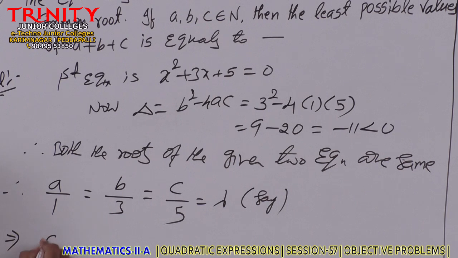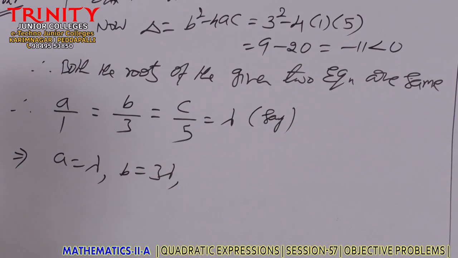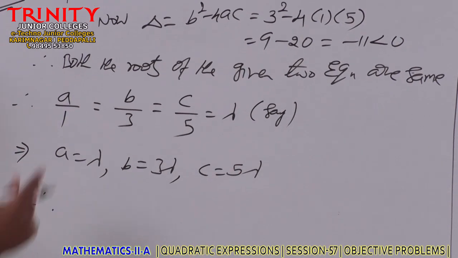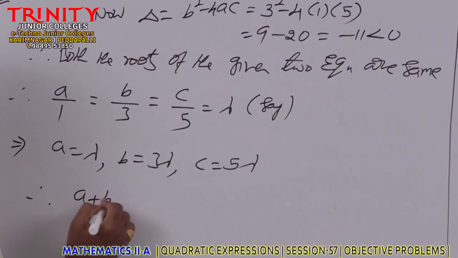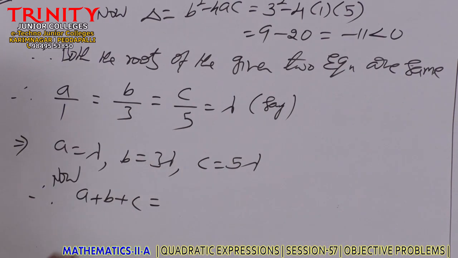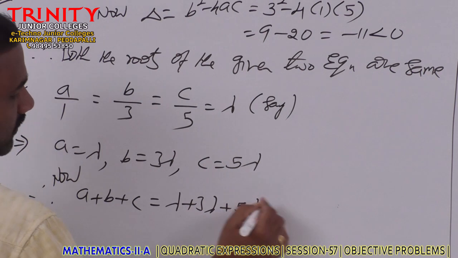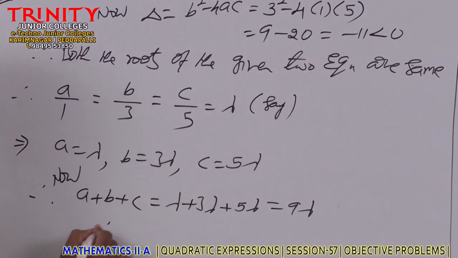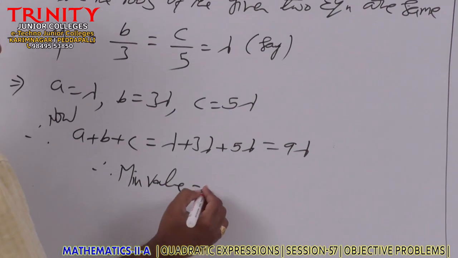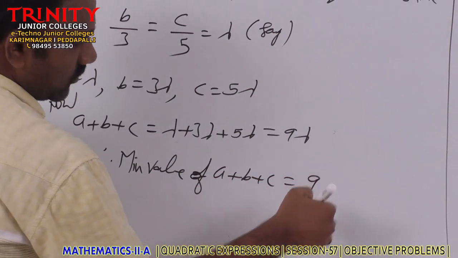Then from this we can say that a is equal to lambda, b is equal to 3 lambda, c is equal to 5 lambda. He was asking the minimum value of a plus b plus c. Now a plus b plus c is equal to lambda plus 3 lambda plus 5 lambda, that is nothing but 9 lambda. Therefore the least value of a plus b plus c is equal to 9.